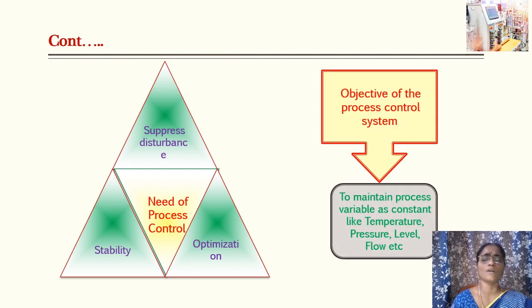So what is the overall aim or objective of the process control system? In a process control system, we maintain a variable as constant. The variables are like temperature, pressure, level, flow. We maintain them as constant even though time varies. That is the ultimate aim of the process control system. If the process is already in steady state, there is no need of a control system. If it is in dynamic, unsteady state, then we need to control the variable as constant. There we need a process control system.